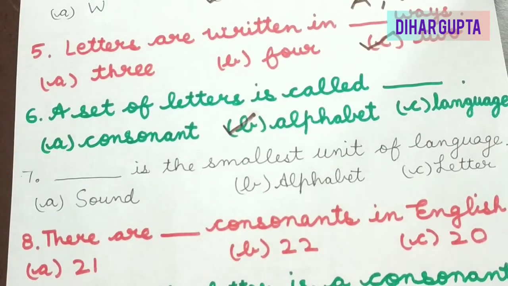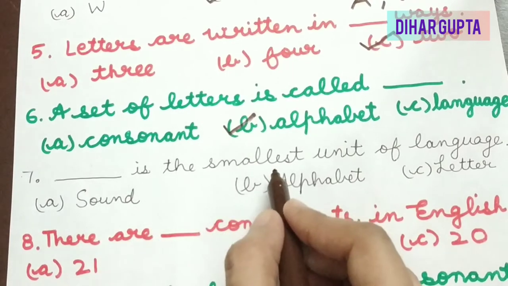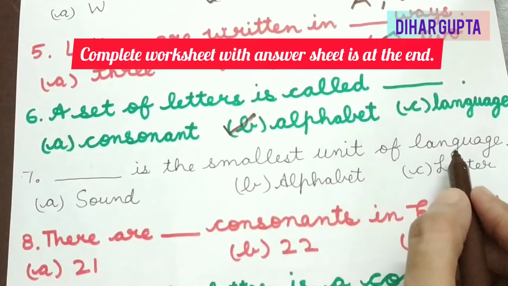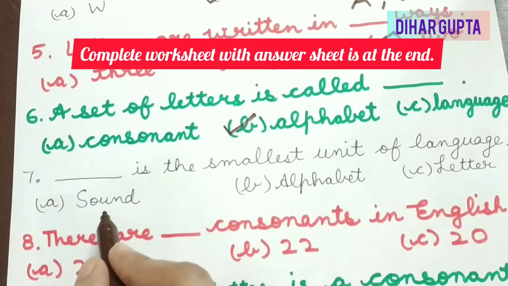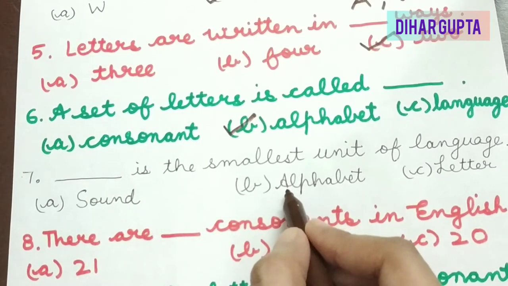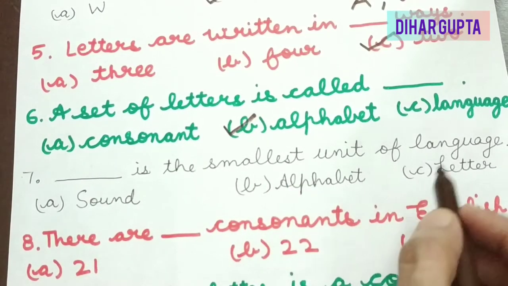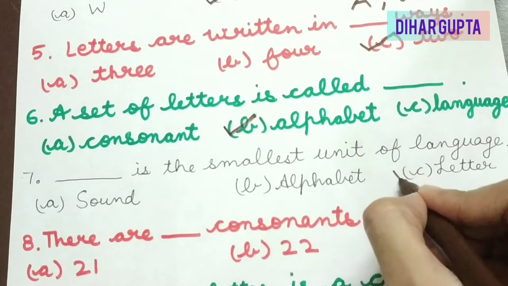Question number 7. Dash is the smallest unit of language. Is it sound or alphabet or letter? So our answer is letter.